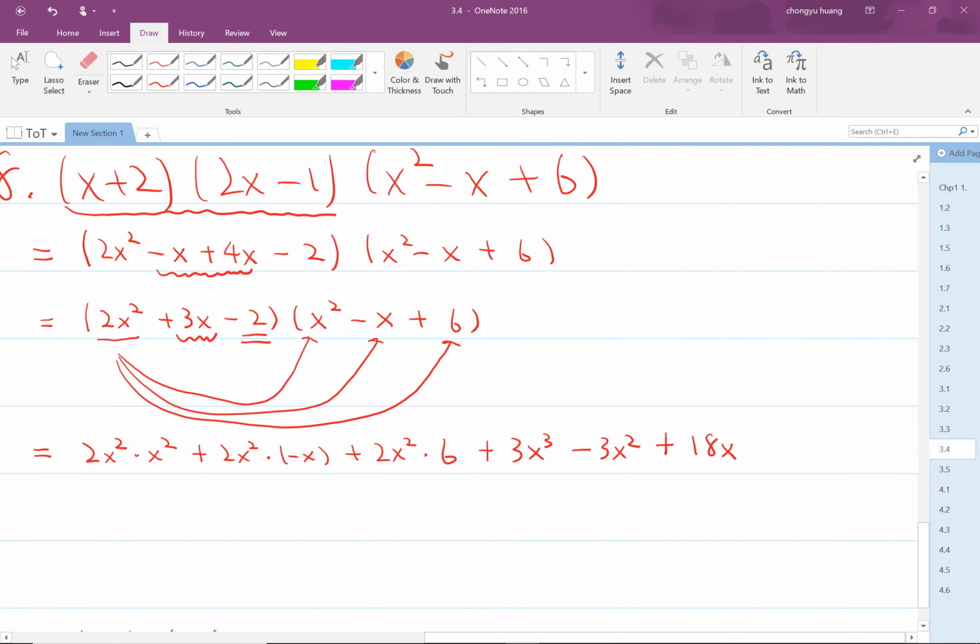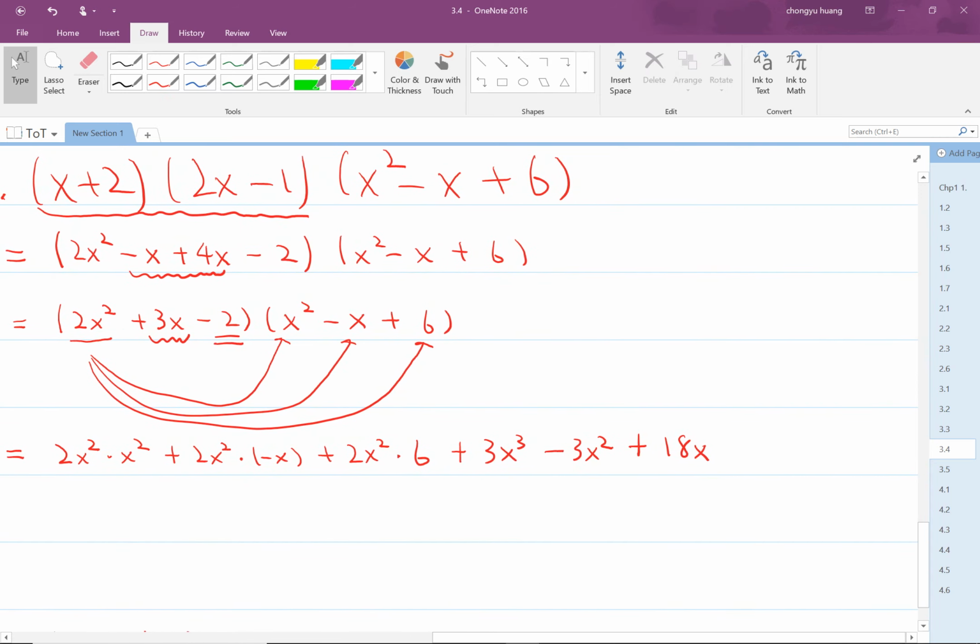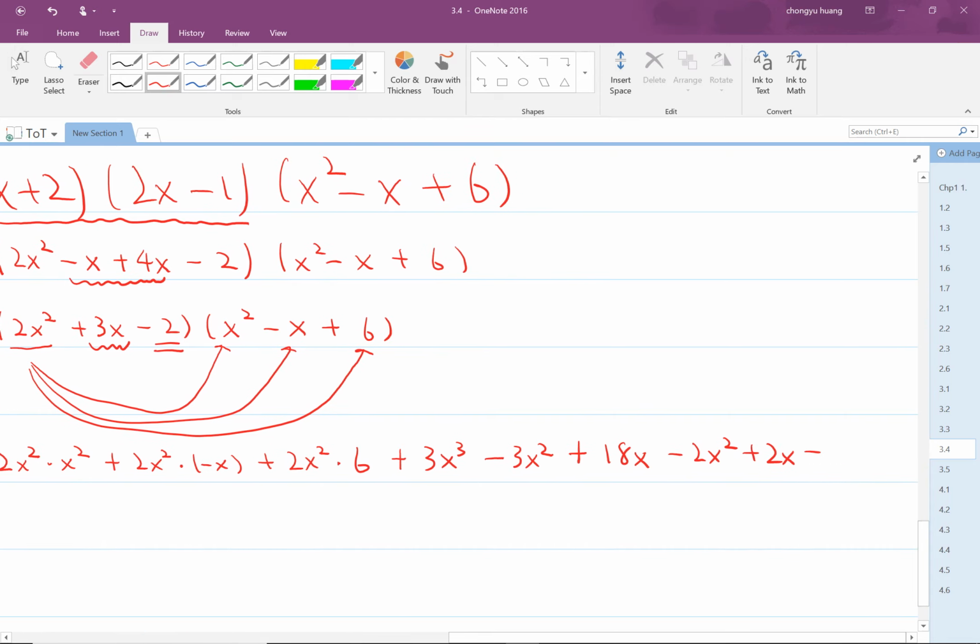Okay, so now what we have to do is multiply every term on the left hand side with negative 2. That's all that's left, right? So we have negative 2 multiply x squared, so it's negative 2x squared. And then we have negative 2 multiply negative x, so it's going to be positive 2x. And then negative 2 multiply 6, so it's negative 12.